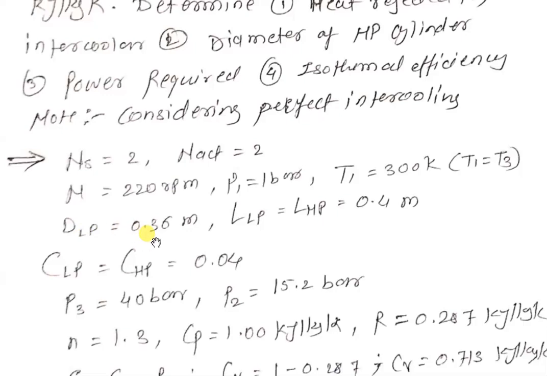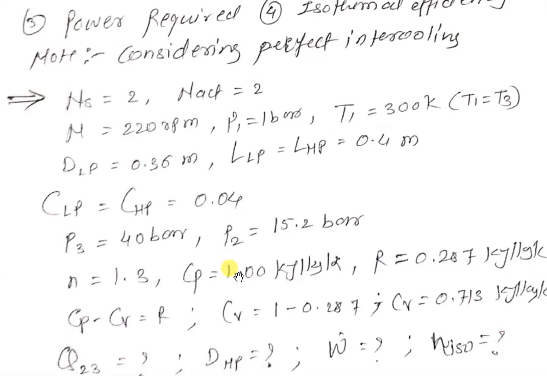Diameter of LP cylinder is 0.36 meter. Stroke length of LP cylinder is 0.4 meter. Clearance volume of LP cylinder and HP cylinder are the same, which is 4%, 0.04. Delivery pressure is 40 bar. Intermediate pressure is 15.2 bar. n is 1.3, Cp is 1 kJ per kg Kelvin, R is 0.287 kJ per kg Kelvin.